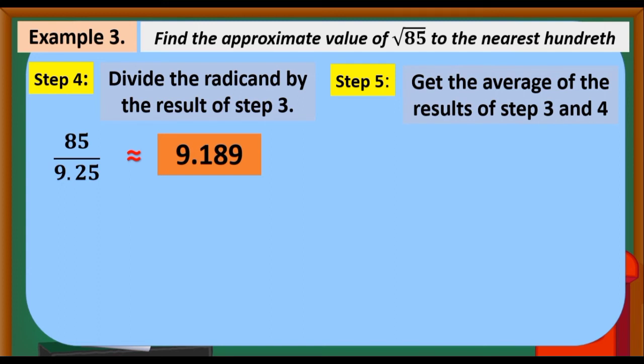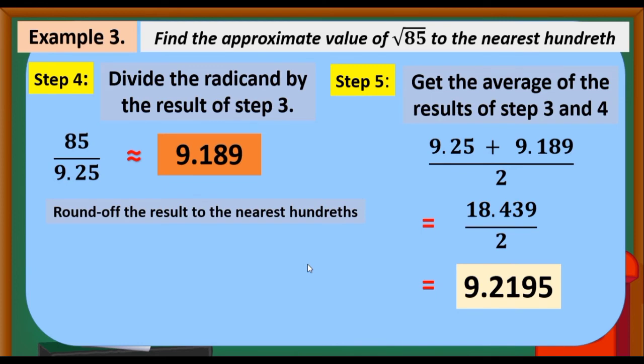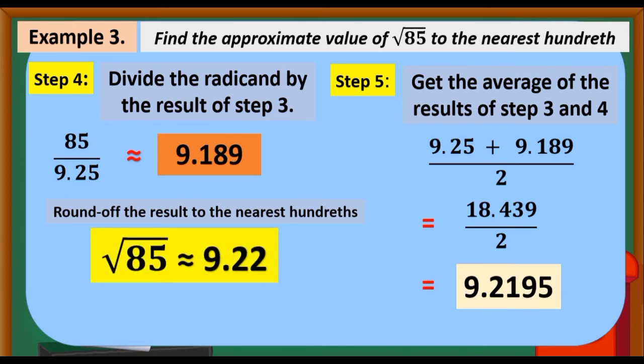Ang step 3 natin ay 9.25 at ang step 4 natin ay 9.189. So, i-add natin and that would be equal to 18.439 and then i-divide po natin ito kay 2. So, once na na-divide natin, ang sagot ay 9.2195. So, ang gagawin po natin, i-round off to the nearest hundredths. So, since ang kasunod ng 1 natin ay 9, so therefore, square root of 85 is approximately 9.22.